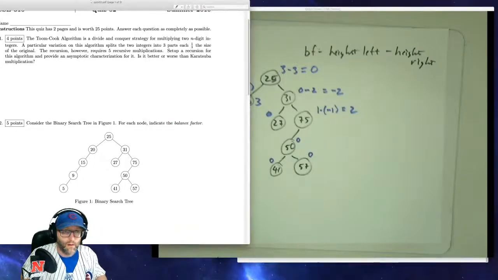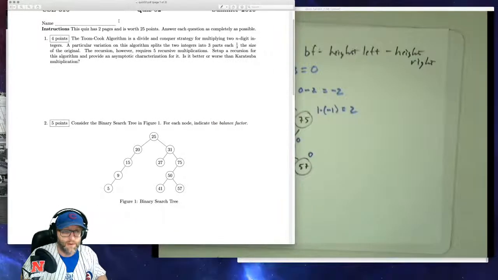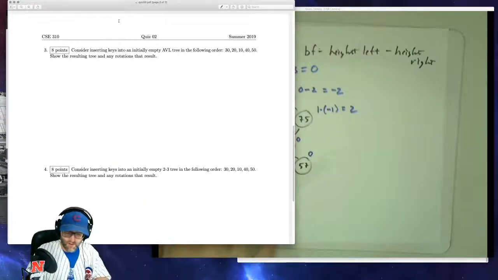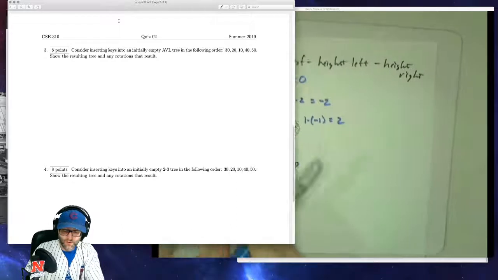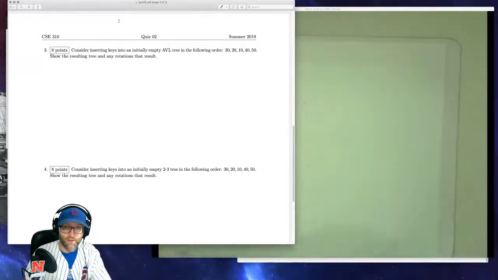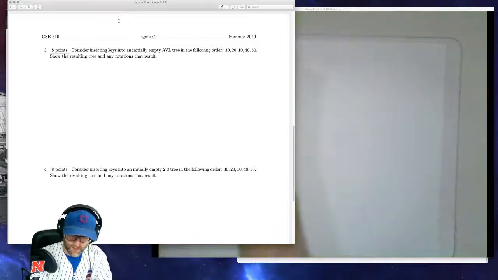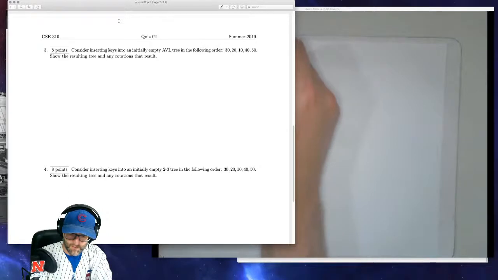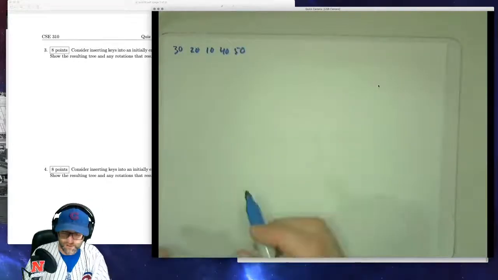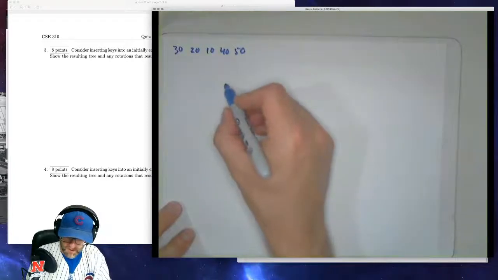All right, good. And then the last one is just kind of not memorization, but go through insertion of each one of these into an initially empty AVL tree. So I'll go ahead and write those down: 30, 20, 10, 40, and 50. Then we'll come over here and we'll label all of the rotations that potentially happen and where they get inserted.